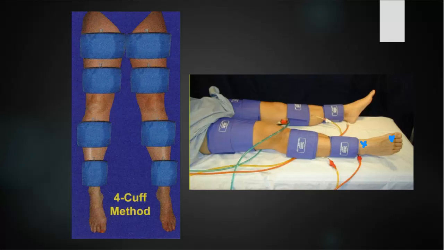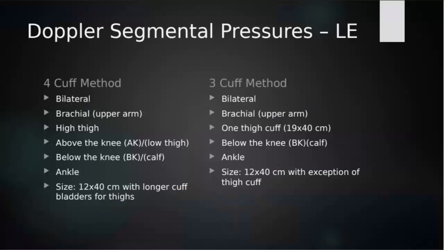Now, as our machine starts to inflate at certain segments, we're going to notice that the waveform that we hear is going to start to change. And we're going to be able to visualize those changes, document those changes, and measure those changes. So let's go back a slide here. So we said we have a 3-cuff method and a 4-cuff method. Either way, these are going to be done bilaterally.